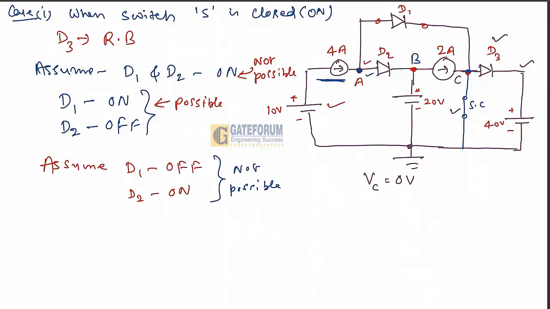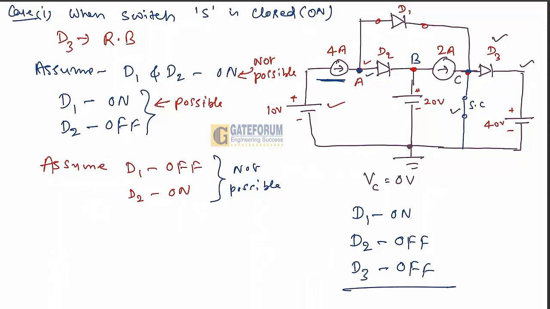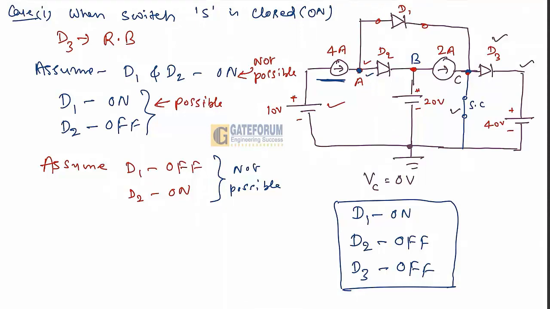So in this case, we get that the D1 diode will be in the on state, D2 will be in the off or non-conducting state, and at the same time D3 will also be in the off state. So this is the possible answer, the possible status of the diodes. We got it here. Now we need to match this with the options.